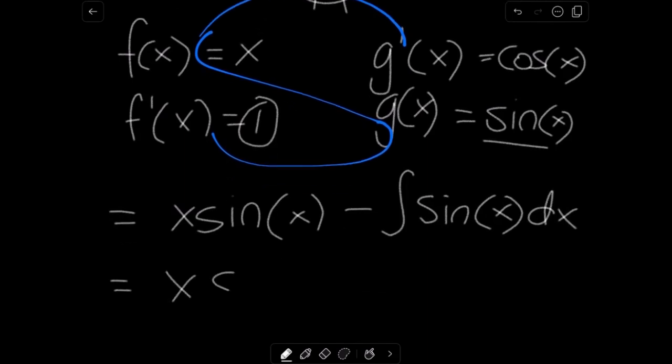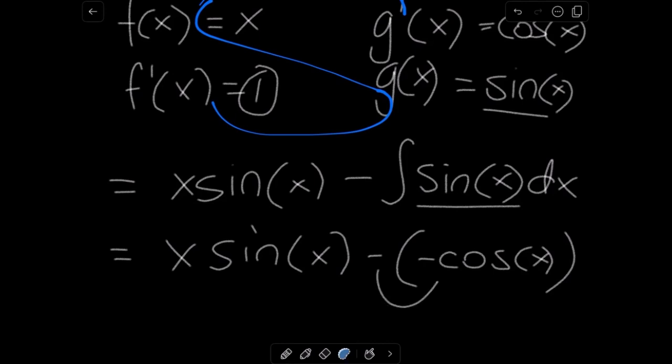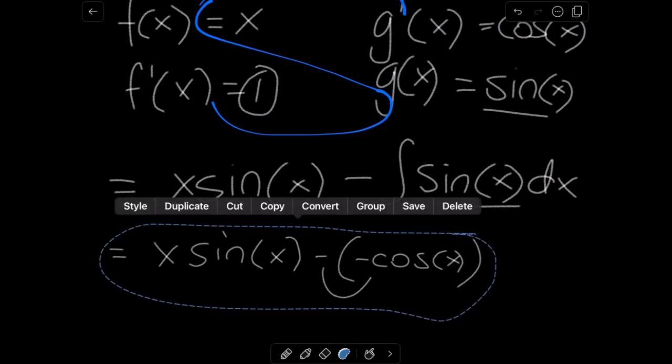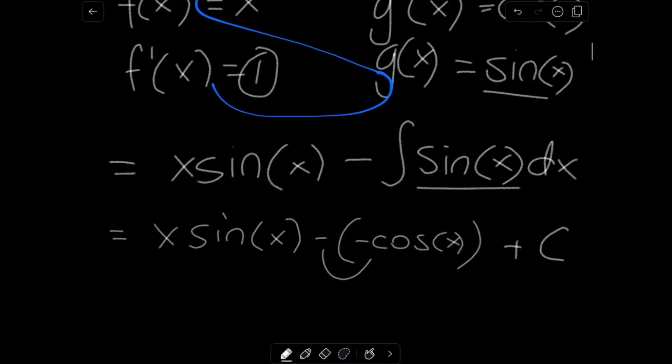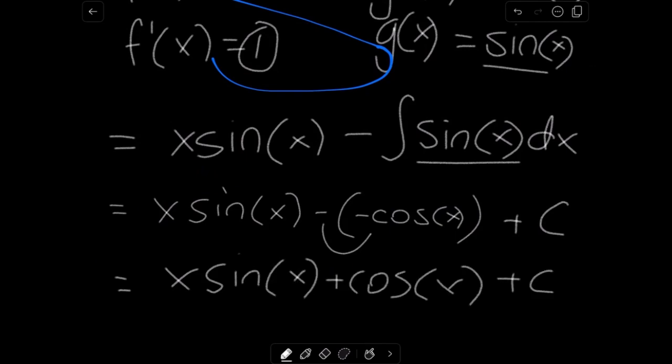Let's solve this. It's x times sine of x. Then the integral of sine of x. The integral of sine of x, be careful with this, that's minus cosine of x. Why am I saying be careful? Because you now have a double negative. So you have a double negative, you need to take care of that, and let's not forget the plus c. So the answer is going to be x times sine of x plus cosine of x plus c. And that's how you handle by parts.